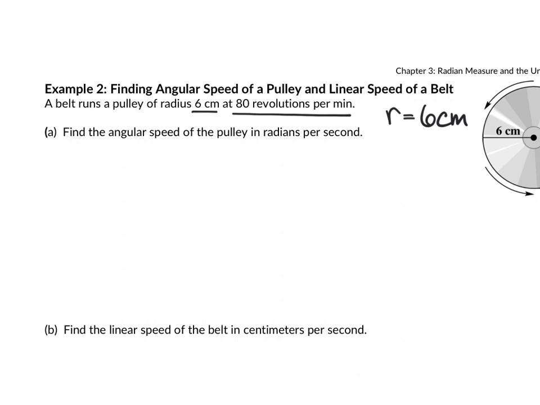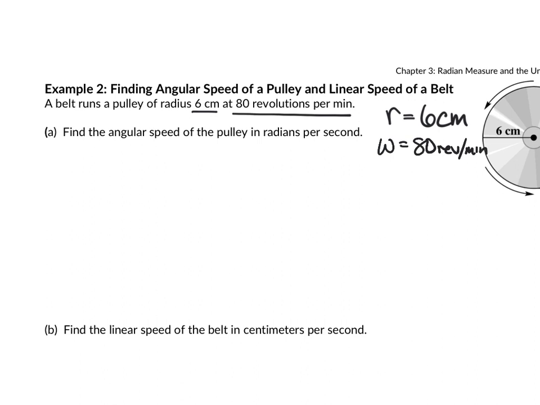Time would be something measured in minutes or seconds. This is measured in revolutions per minute. Theta would be measured in radians. This is revolutions per minute. We're going through all of them. Arc length is a distance, so it would be like centimeters. What's left? Omega. It is omega. This omega is 80 revolutions per minute.